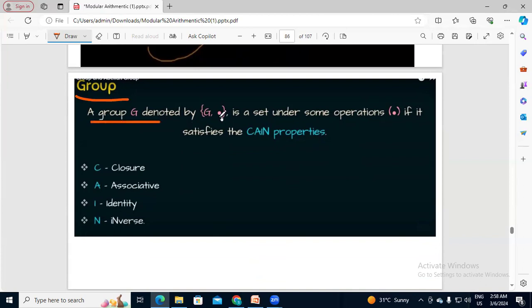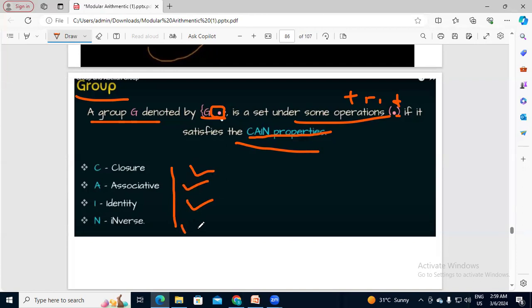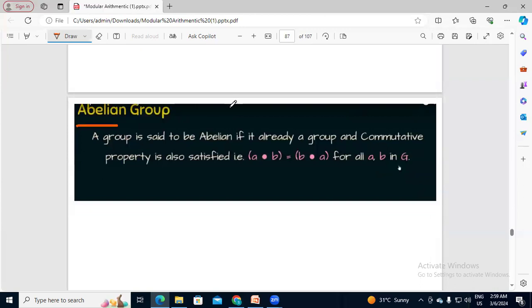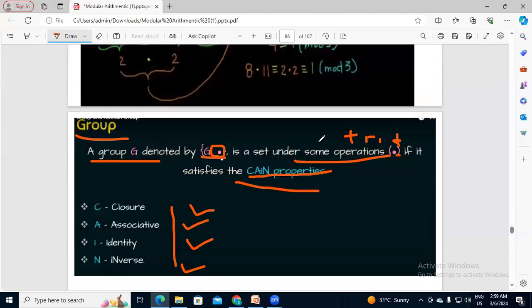And moving on with the next property, about group. So what is a group? A group is denoted by G dot, okay? And this dot is nothing but a set of operations. This can be any operation, all right? It can be plus, minus, multiplication, any operation. But it is called a group when it satisfies the CAIN property. And what is that CAIN property? Closure, associative, identity, inverse. Okay. Abelian group. So what do you mean by abelian group? A group is said to be abelian if it is a group. Group means it follows the CAIN property.